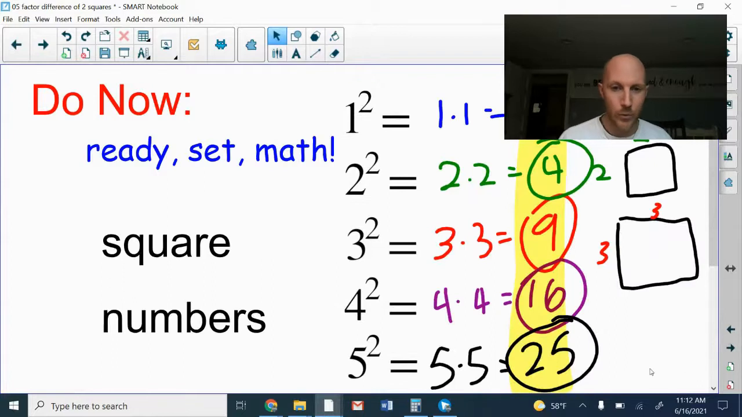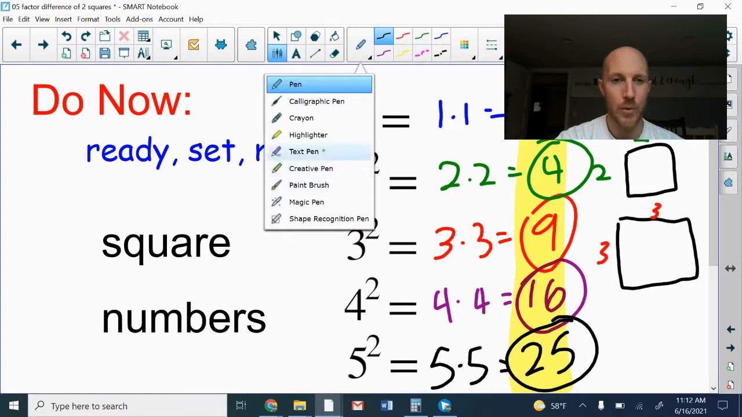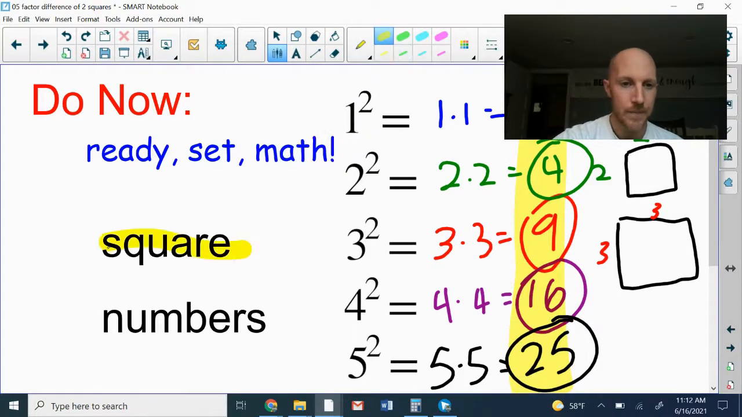All right, well, once we square each of those numbers, we're going to get 1 squared is 1, 2 squared is 4, 3 squared is 9, 4 squared is 16, 5 squared is 25. Hey, those answers are all referred to as square numbers. And that is a super important vocabulary word for what we're going to learn today.